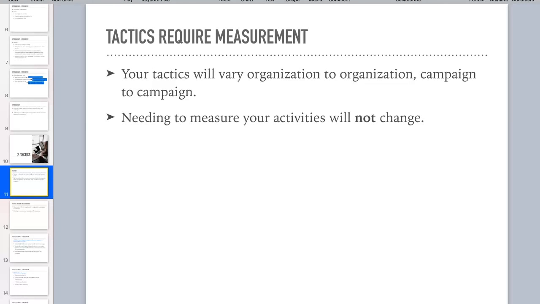This is one thing that's very consistent. Needing to measure your activities will never change. Like we mentioned a few times in this lecture today, you will always need to report on the work you're doing to prove the value. You will most likely, with every single client, at some point need to prove why you're the one doing the work for them, whether you're on a team, in an organization, or if you have your own little crew of clients.